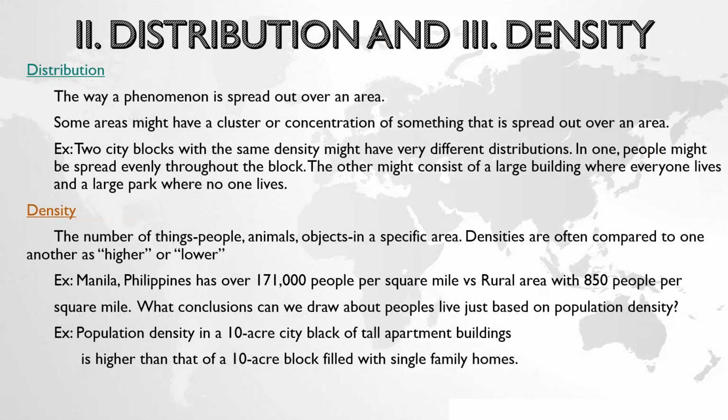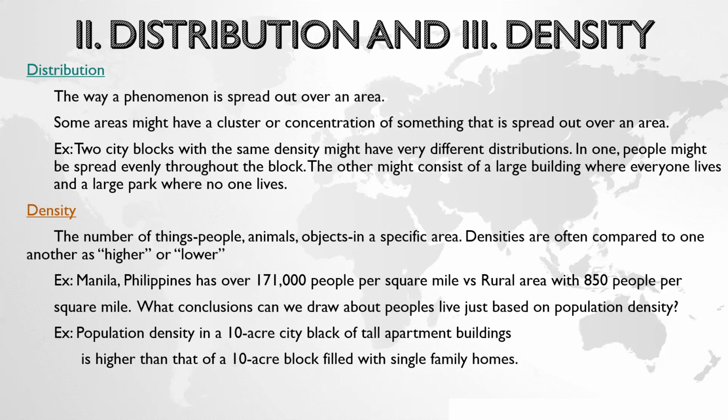Also related to space, but two concepts in their own right, are distribution and density. Distribution is the way a phenomenon is spread out over an area. Some areas might have a cluster or a concentration of something, which geographers look at on a map, but not just a map. Here's an example: two city blocks with the same density might have very different distributions. In one, people might be spread evenly throughout the block. The other could have a large building where everyone lives and a large part where no one lives.